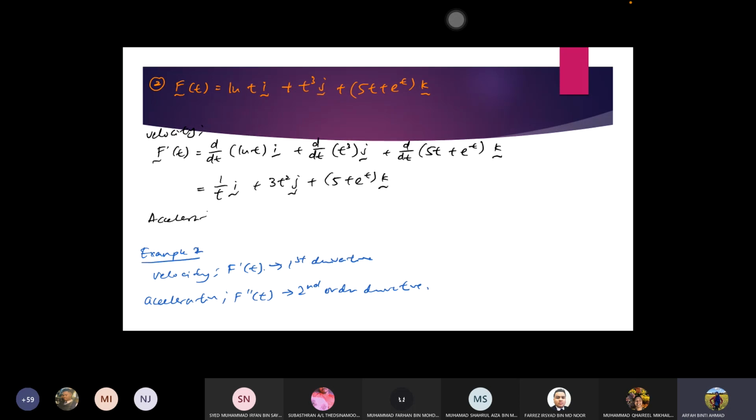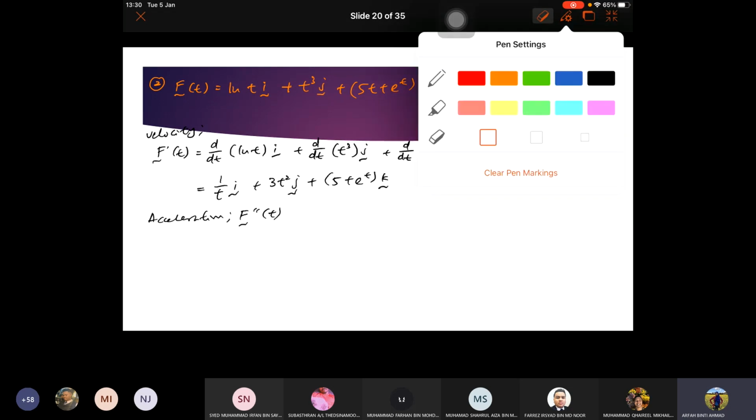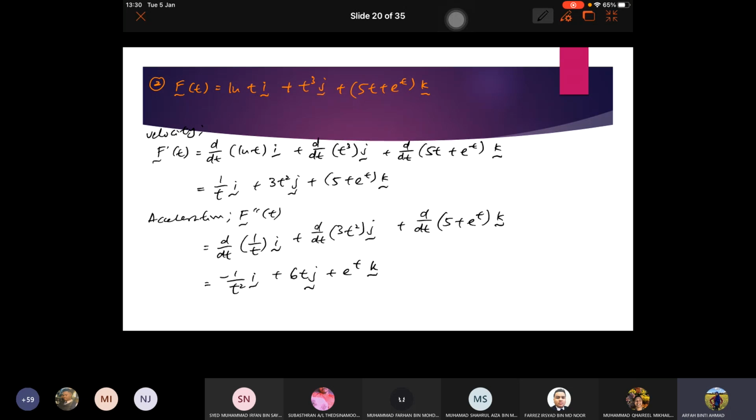And acceleration will be equal to f double prime t. So acceleration akan sama dengan bezakan 1 per t i dan bezakan 3t kuasa 2 for the j component tambah find derivative bagi 5 tambah exponential t for the k component. So you akan dapat negatif 1 per t kuasa 2 for the i component tambah 6t for the j component tambah exponential t for the k component. Okay. So itu adalah acceleration bagi vector f. Second order derivative.